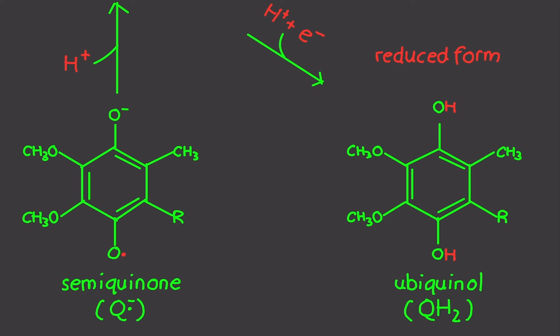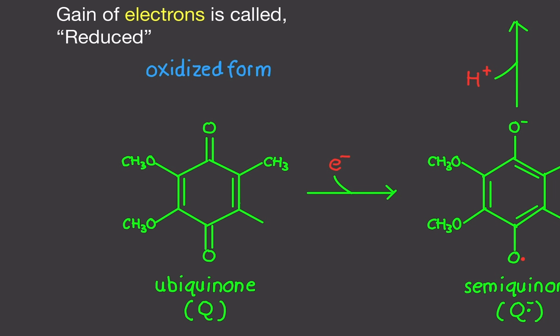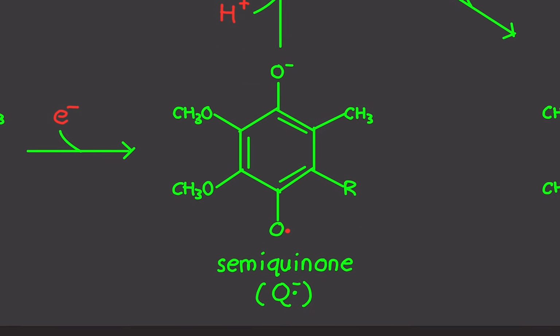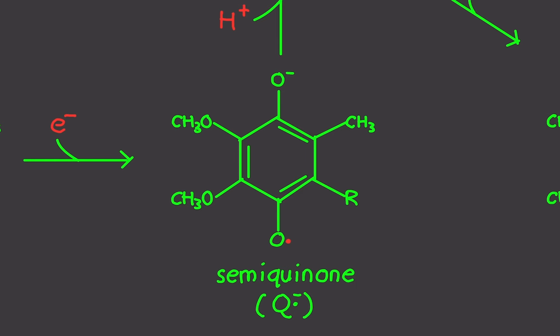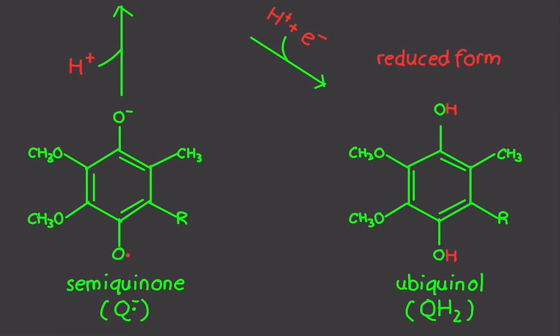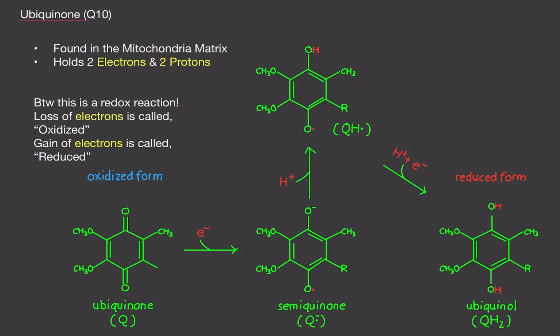Reduced form means that the molecule is holding electrons. And oxidized form means the molecule is not holding any electrons. That's why it's called semiquinone, when it's only holding one of them. So ubiquinol is abbreviated with a QH2 now, because we're holding two hydrogens. We don't draw in the electrons here, we only draw in the hydrogens. And the hydrogens are now occupied by both oxygens. So that's ubiquinol.